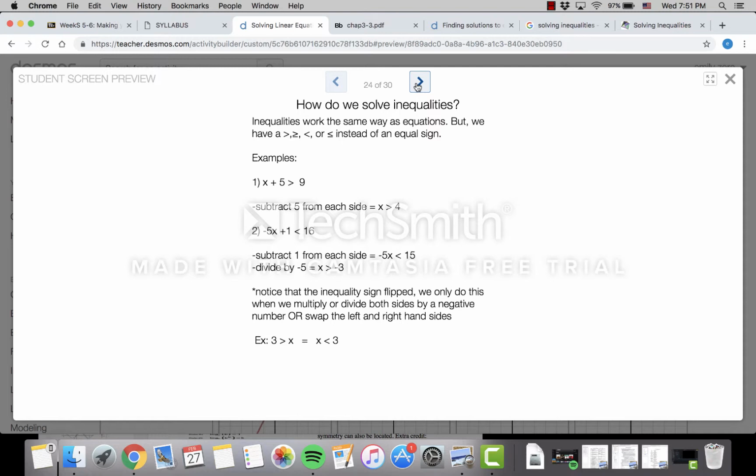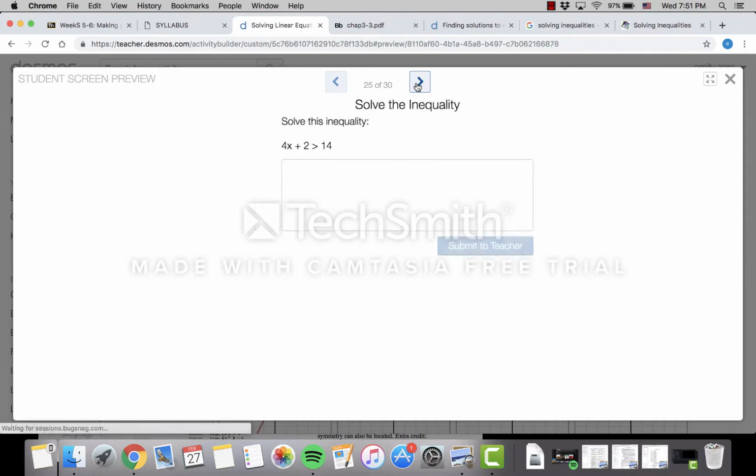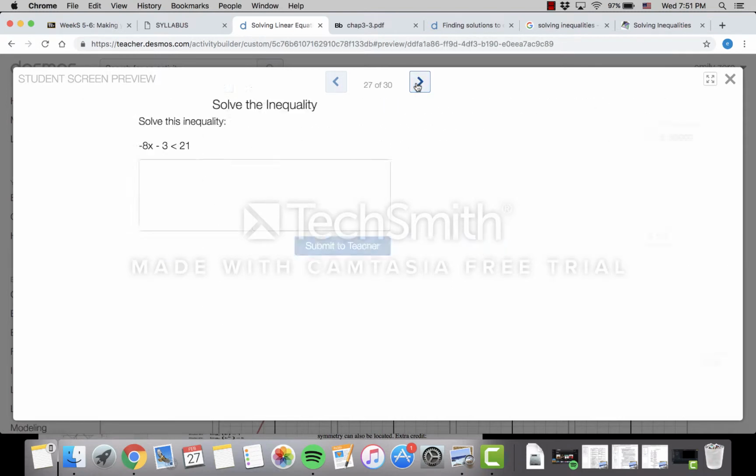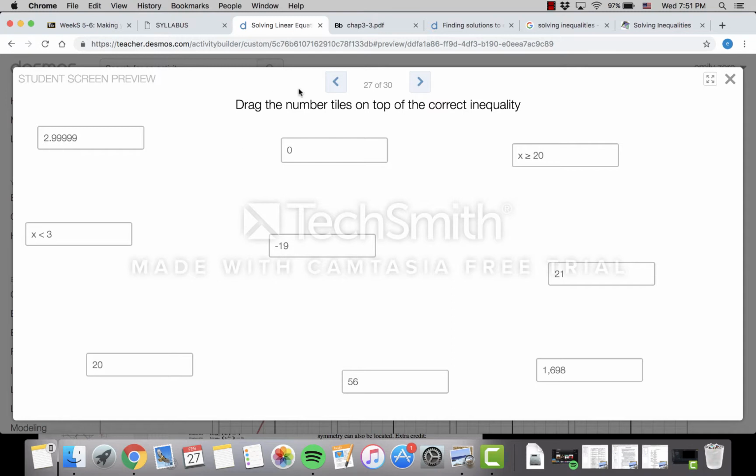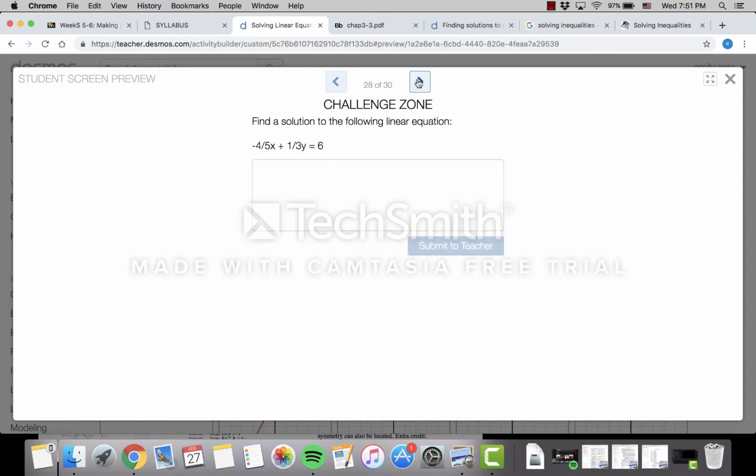And finally, I describe how to solve inequalities using algebra and have students practice this also. And this is also drag the number tiles on top of the correct inequality. I thought this would be a more interesting activity. And lastly, the last three slides are challenges for students who might be more advanced.